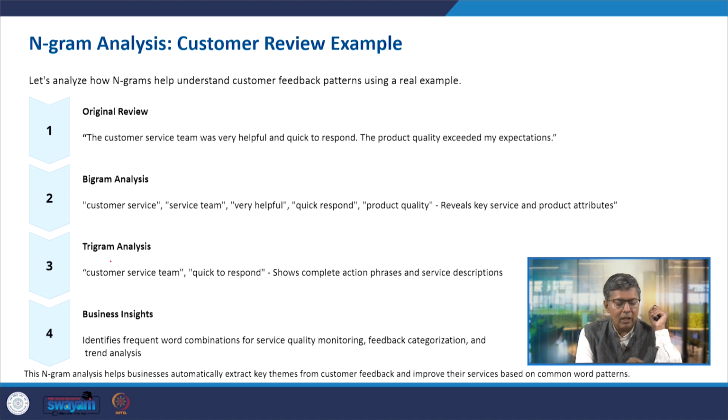Now, what is it? Now, customer service team quick to respond, for example here, but the 2 is removed. So, it should not be there. So, quick respond, right? And product quality, let us say, exceeded. Okay. So, these are the trigrams. So, you will use this kind of 3 words at a time.